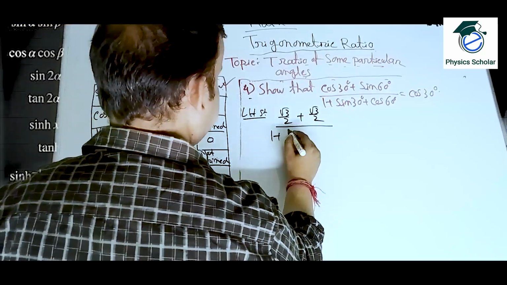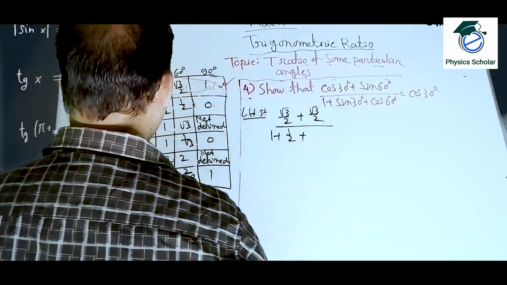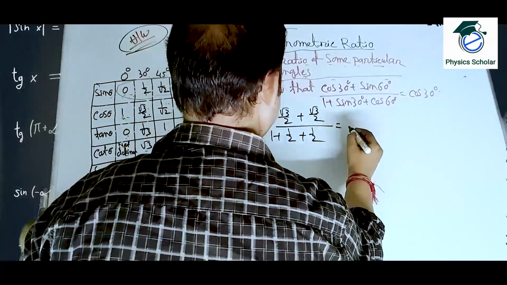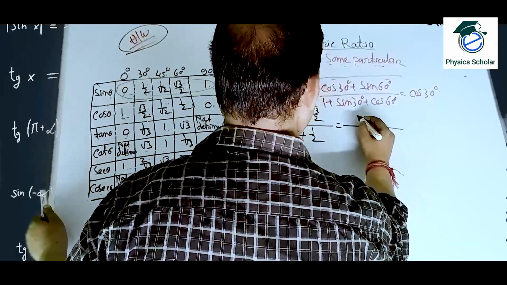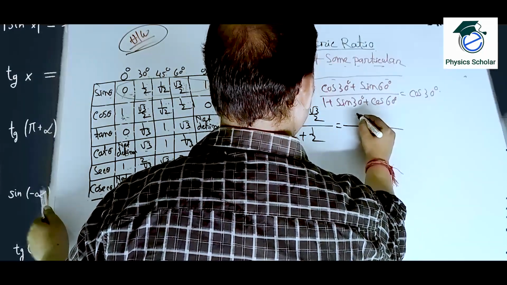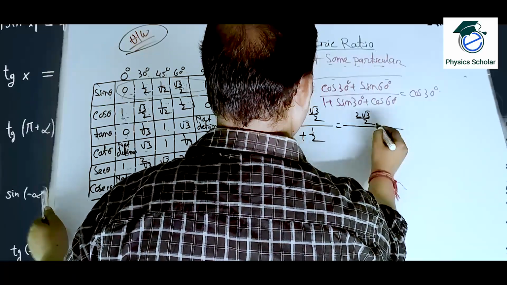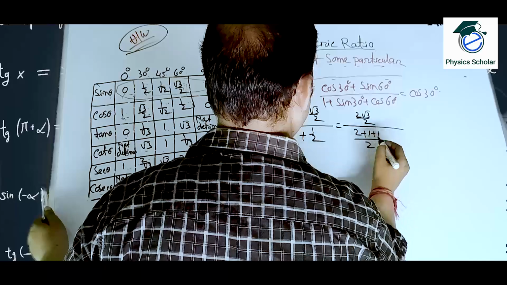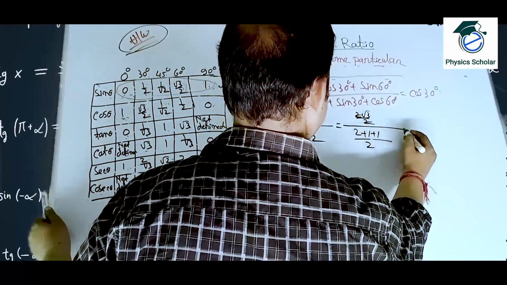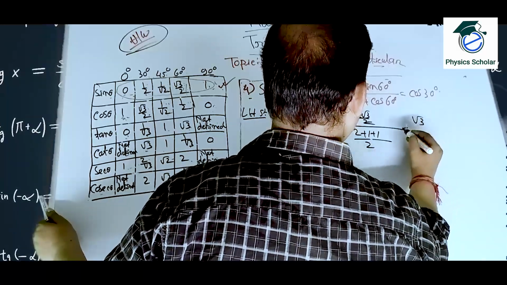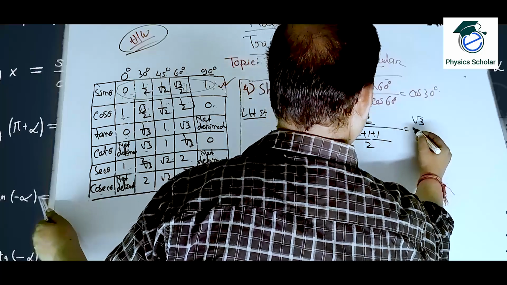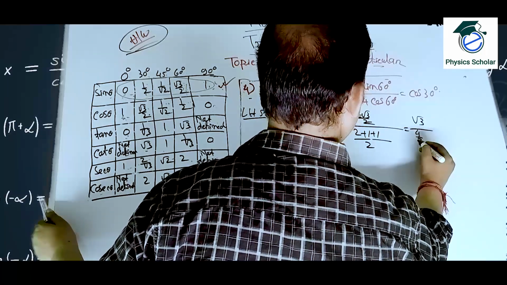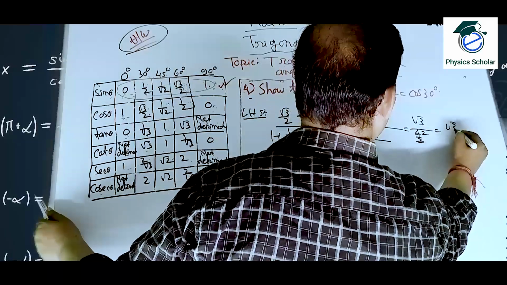What is the value of sin 30? Half. Cos 60. What is the value of cos 60? Same. Clear? So now the calculation. So it will be 2 root 3 by 2 divided by 2 plus 1 plus 1. Okay. So it will be root 3 by 4 by 2, which is equal to root 3 by 2.